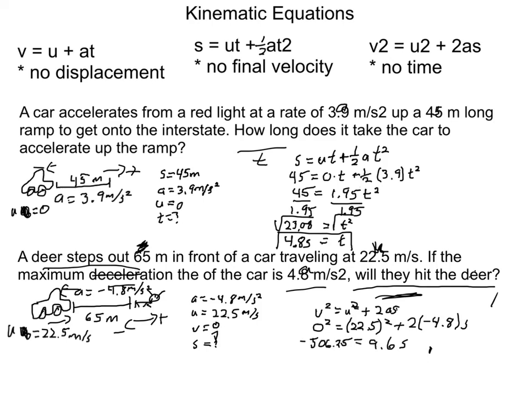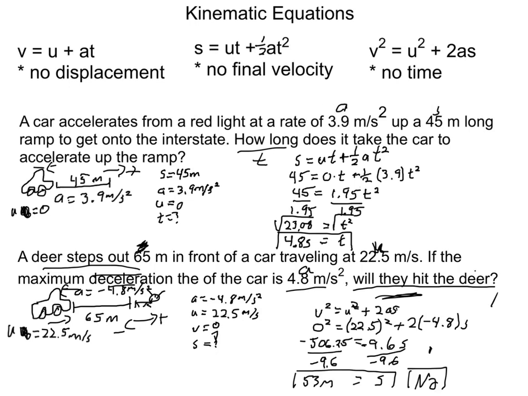Here in this step, I squared the 22.5, came out with 506.25, and subtracted it over. And then 2 times negative 4.8 gave me my 9.6. Next step is going to be to divide both sides by 9.6, so I can get S, my displacement. That's negative 9.6, because 2 times negative 4.8. So divide both sides by negative 9.6. And whenever I divide both sides by negative 9.6, note negative divided by a negative is a positive.